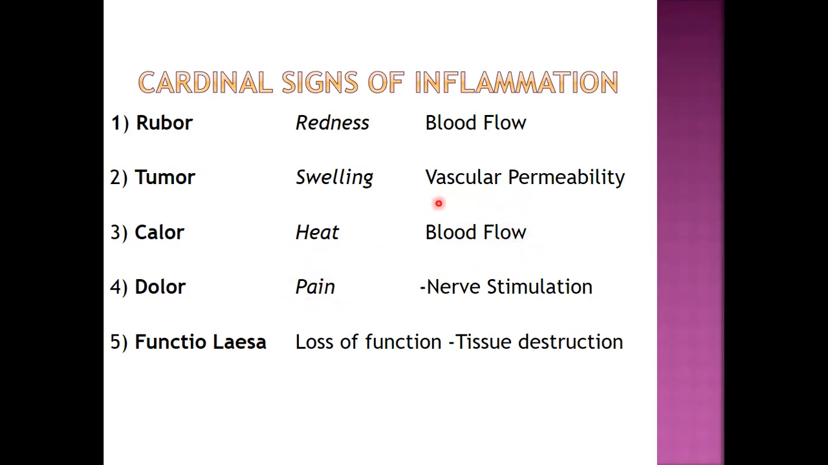Next is pain. Because of the swelling, it compresses on the nerves, so it causes pain. Sometimes pain can come from direct tissue damage. When tissues are damaged, they produce various substances, for example, prostaglandins. Prostaglandins will stimulate nerve endings, so those will stimulate painful sensation. Then the swelling itself also causes compression on the nerves.